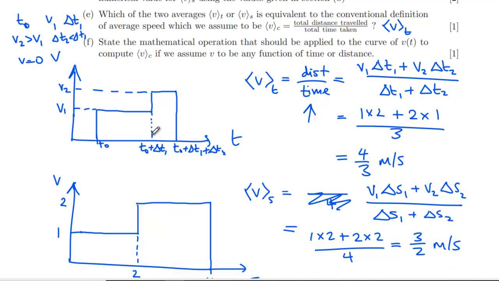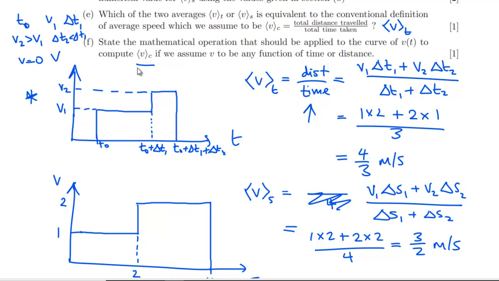State the mathematical operation that should be applied to the curve of V of t, so the top one, to compute the average speed if we assume V to be any function of time or distance.